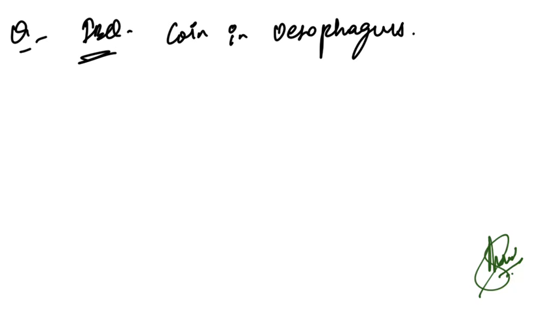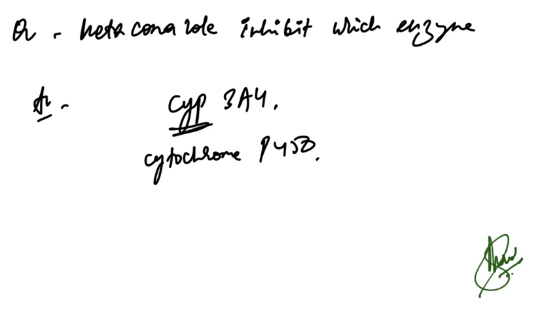Now, an image-based question with a coin in the esophagus was given. That was the correct answer. Coin was there, nothing else. No fish bone and nothing. Now, ketoconazole inhibits which enzyme? CYP3A4 is the correct answer; CYP means cytochrome P450.